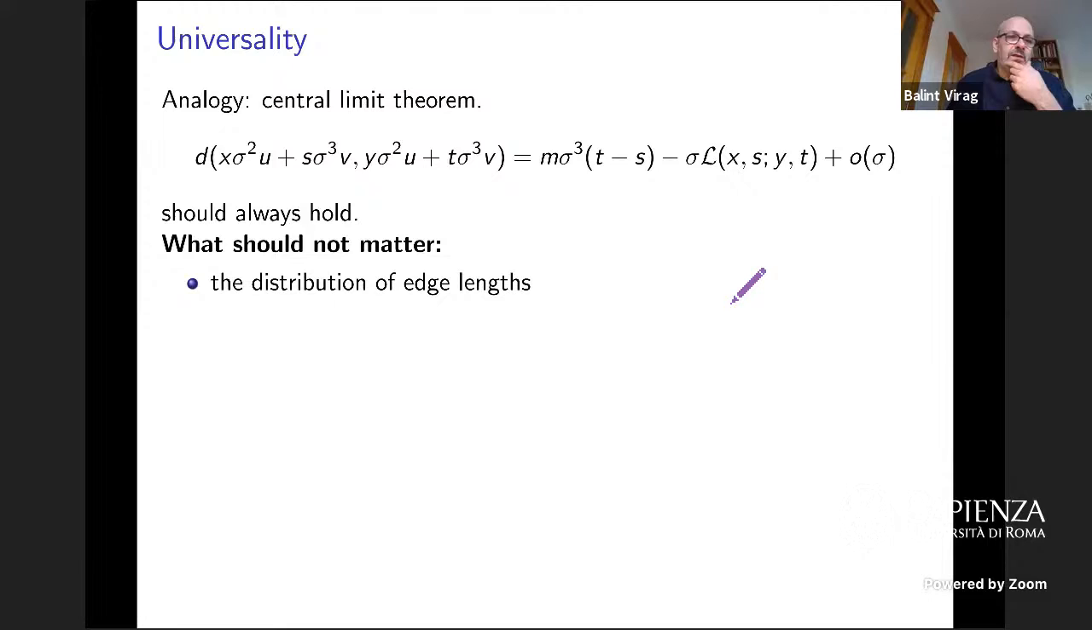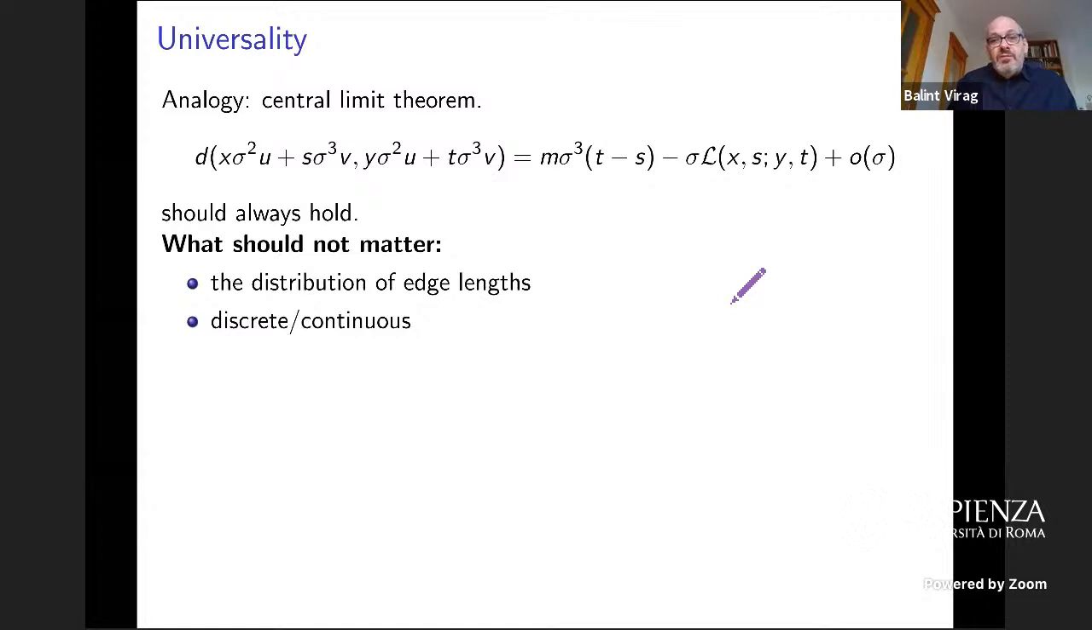So first of all, what does universality mean? Well, you probably all know that. To just expect that a lot of the models, irrespective of their actual details, should have the same limit, so should have an asymptotics like this. So what does it mean that irrespective of their details, what should not matter? Well, of course, the distribution of edge length, for example, should not matter. So you should be able to replace it by some other distribution and get the same asymptotic.